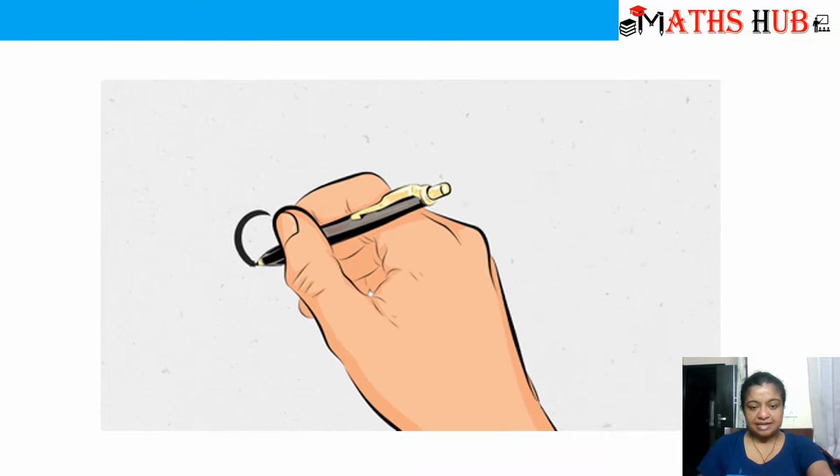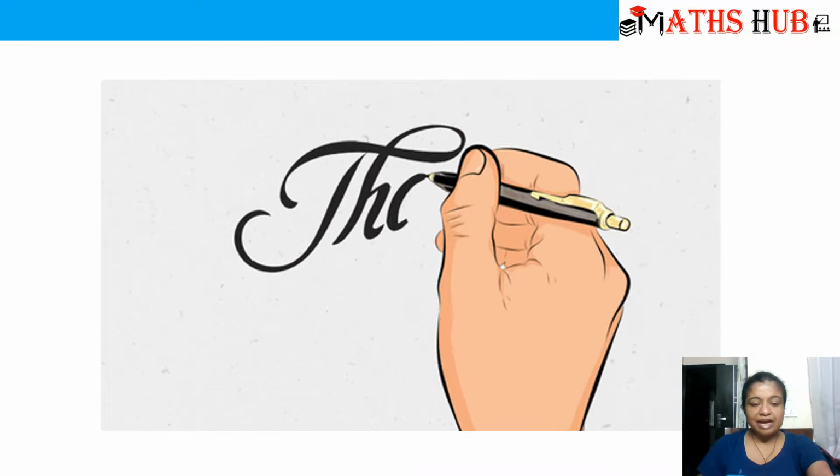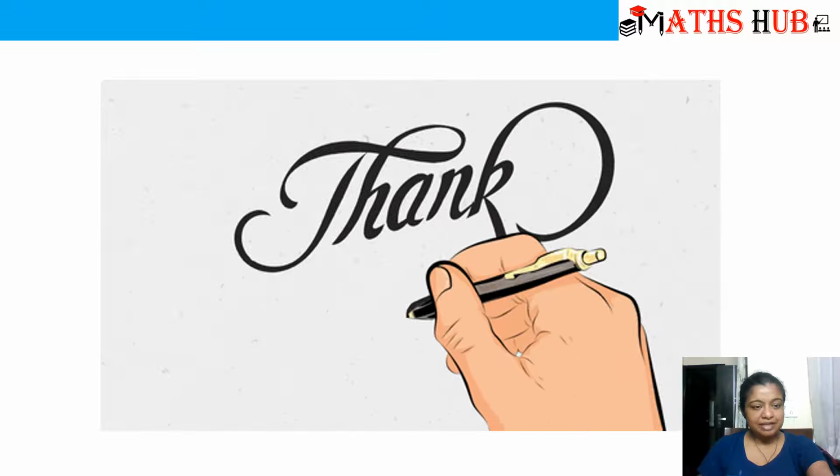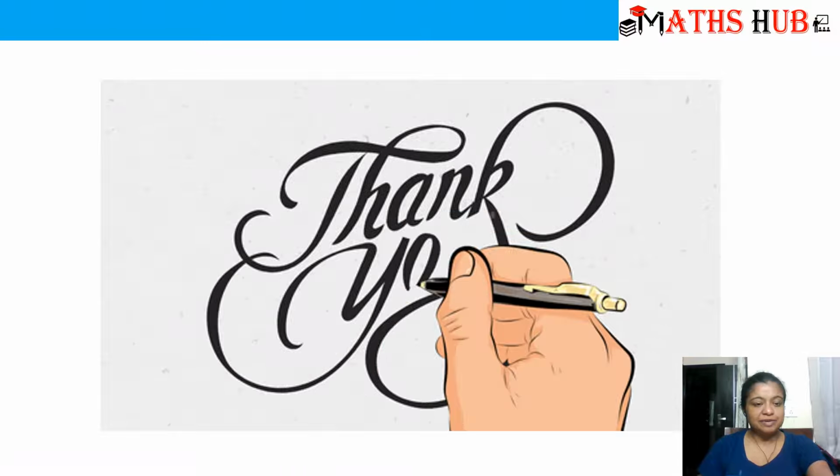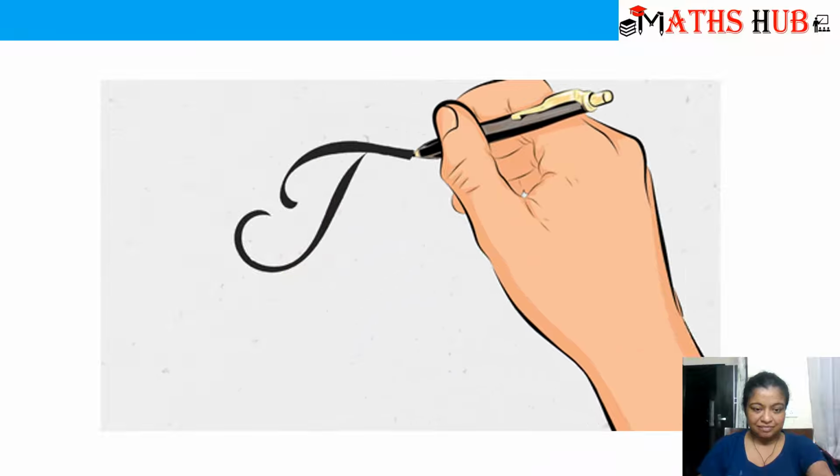So just try these exercises, and if you have any doubts, you can put it in the comment section and I can give you an explanation for those exercises.